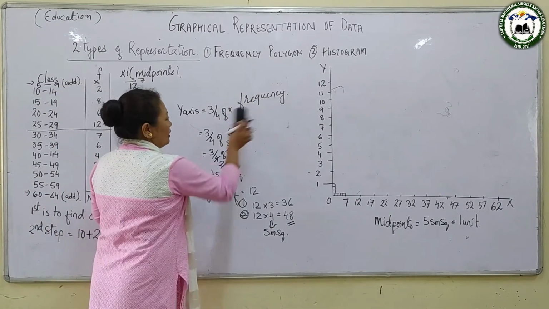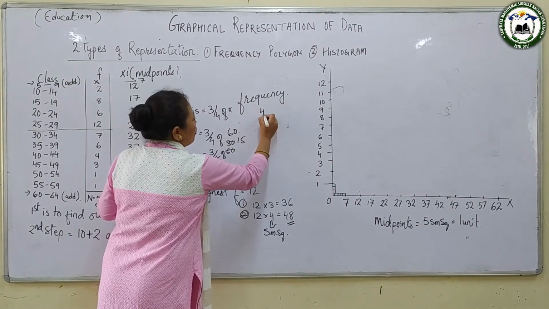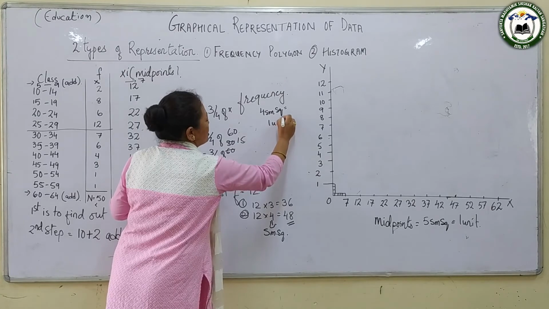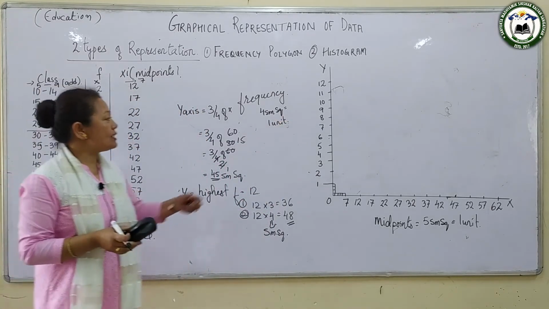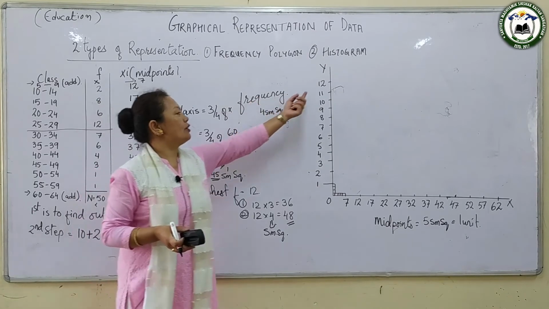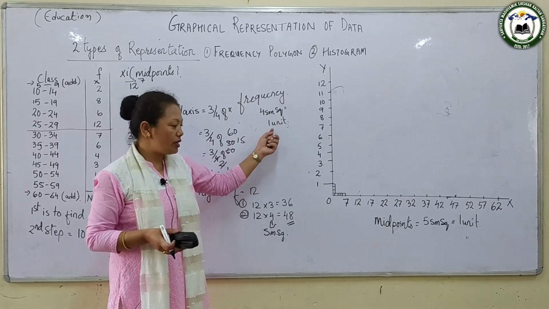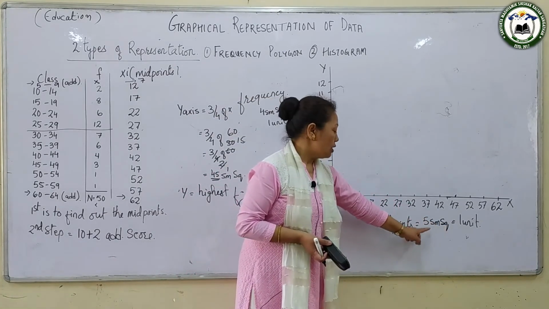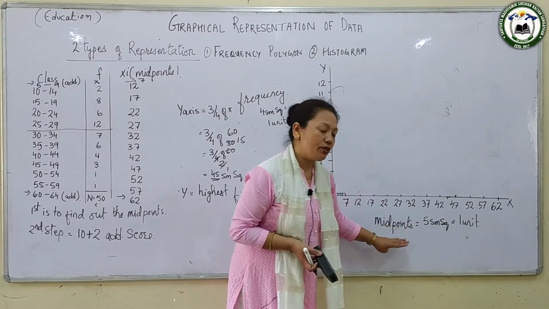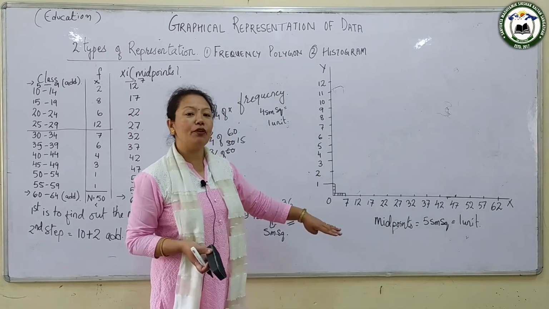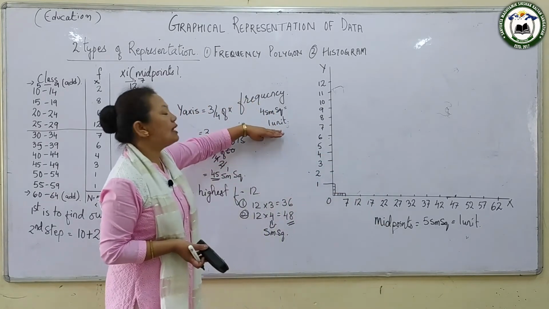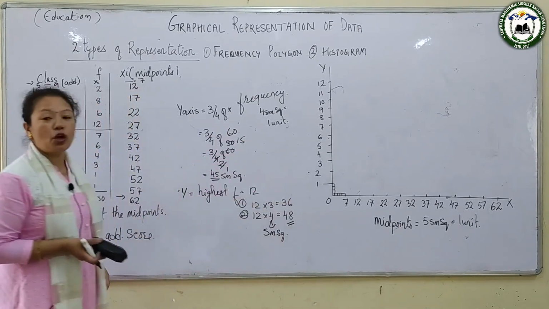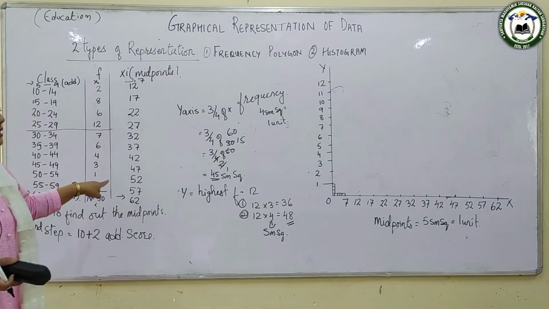So in frequency you write down 4 small squares equals 1 unit. If you write like this, that means on the frequency axis you are taking 4 small squares equals 1 unit, and on the midpoint axis you are taking 5 small squares equals 1 unit. You write all this because during the examination, if you write this, then you will score more marks. Okay, now start plotting the frequencies.